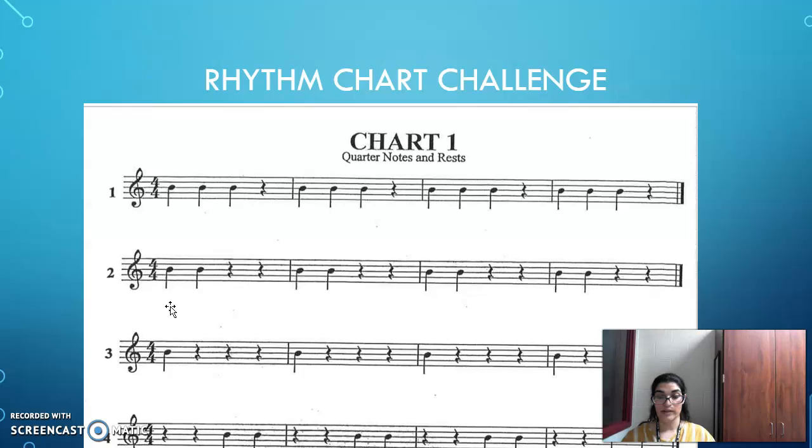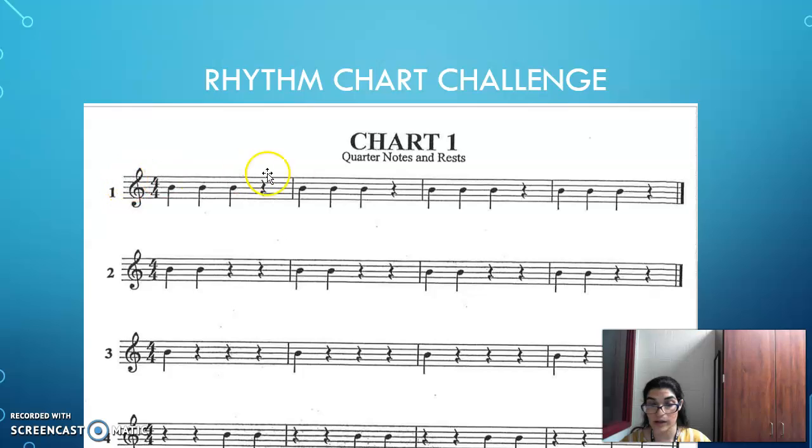Okay, now let's look at a piece of music. Here I have a common rhythm chart that has quarter notes and rests. It's on something called a staff, which we're going to talk about later this week. A staff, just to give you a heads up, has 5 lines and 4 spaces. But we're not going to worry about that right now. Right now, let's look at line number 1, and let's count it together.